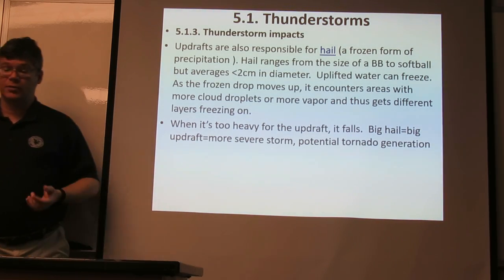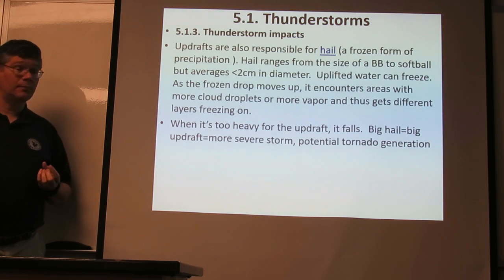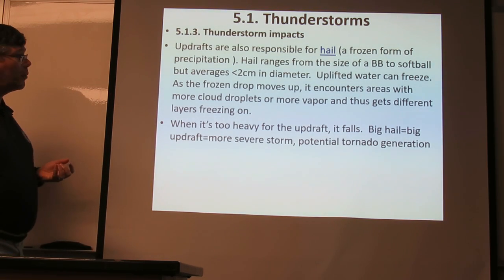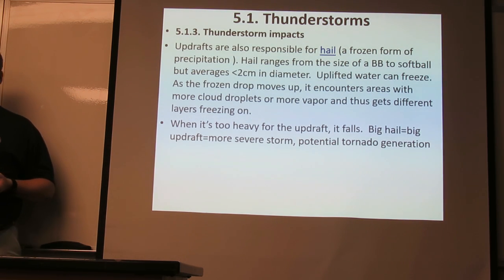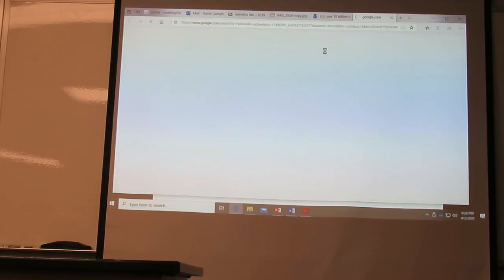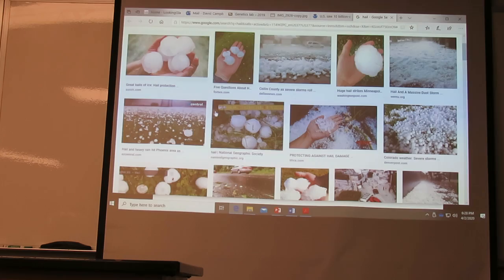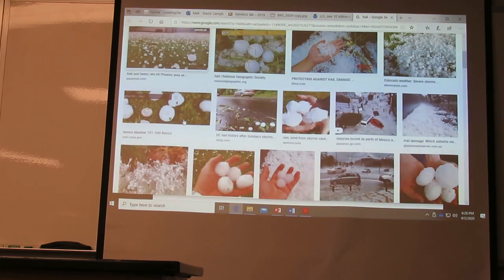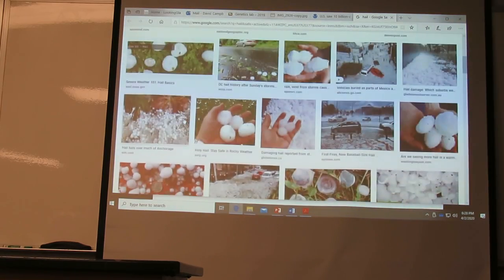Now, most hail is rather small, like a BB or pea. They can get up to softball size. Of course, the ones that get posted on the internet are usually big ones. Usually it's pretty small, under 2 centimeters. So here are examples. Again, pretty obviously, you would not want chunks of ice like that falling on you.